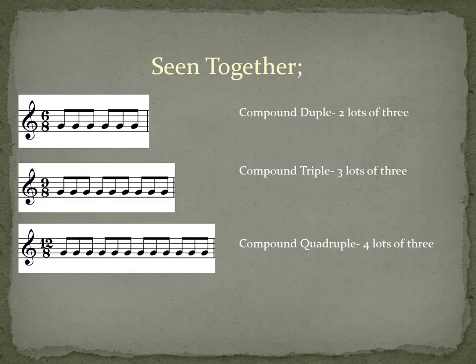Okay, so looking at them together, if you look at the first example, 6 is a top number, compound duple, 2 lots of 3. The bottom number is an 8 in each case, so we're just talking about the 6 quavers but grouped into 2 lots of 3 quavers. The second one, 9 over 8, we're looking at 9 quavers but grouped together in blocks of 3, the compound triple. And the last one, the 12 over 8, the equivalent of 12 quavers, but grouped into 4 lots of 3, compound quadruple.